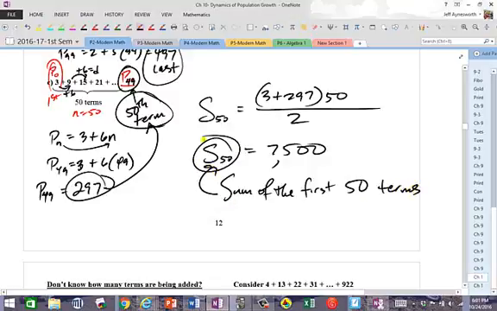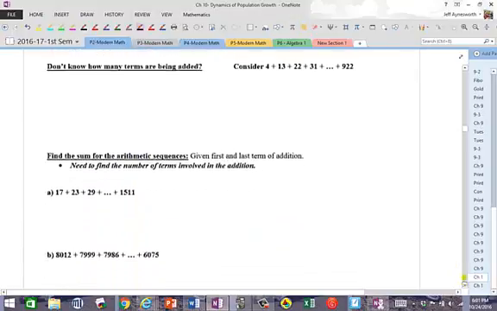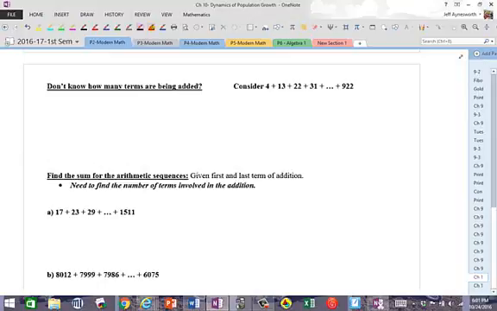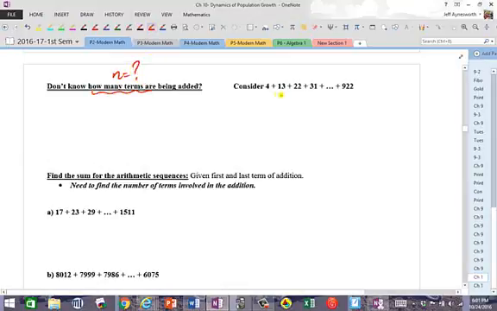All right, now, what else do we have? Okay, so let's see what other situations we have. Ooh, look at this one. Now these are different. What happens if you don't know how many terms are being added? I'm talking about n, how many terms? That's n equals. How many terms are there? And so the question is, how do you figure that out? This one's a little tricky, so pay attention.